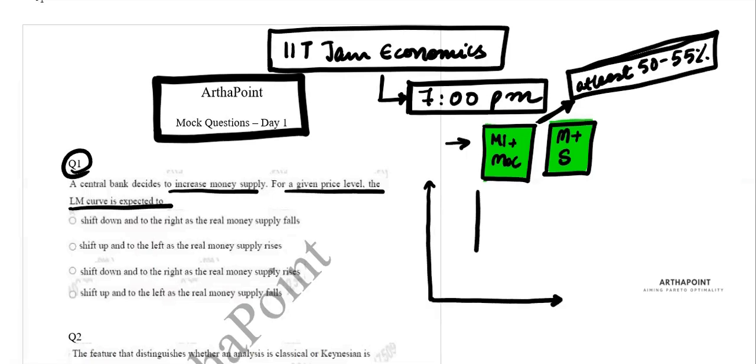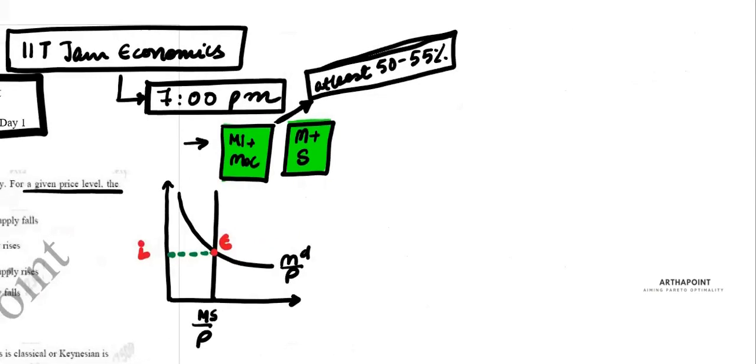In the money market, I have the supply of money and I have the demand for money. Wherever the demand for money equals the supply of money, that is where we get the interest rate at equilibrium. So I plot this as my equilibrium. The LM curve is drawn in which plane? It's drawn in the I-Y plane.